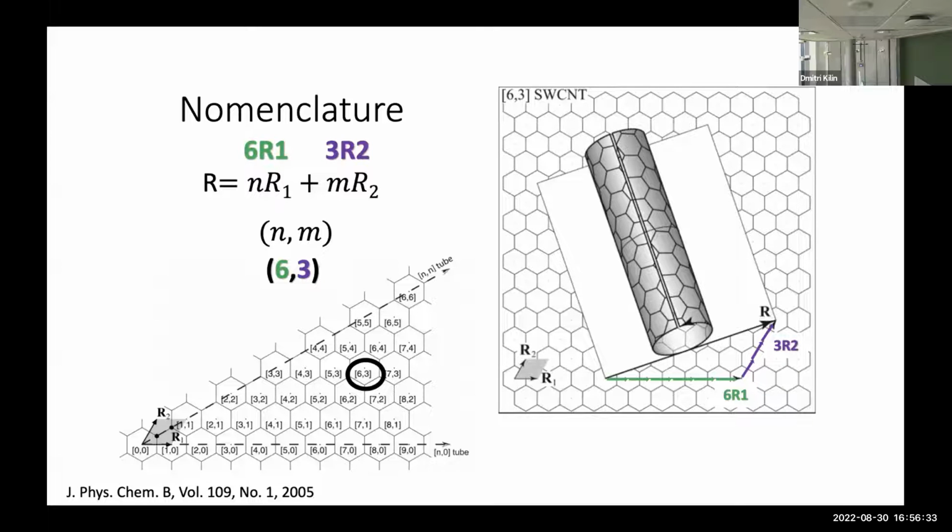They were doing strictly, like, 10,0 and 11,0. It was always 0 for the second number. They could do chiral tubes too. Okay, but since I worked on an achiral tube here, I just showed that.